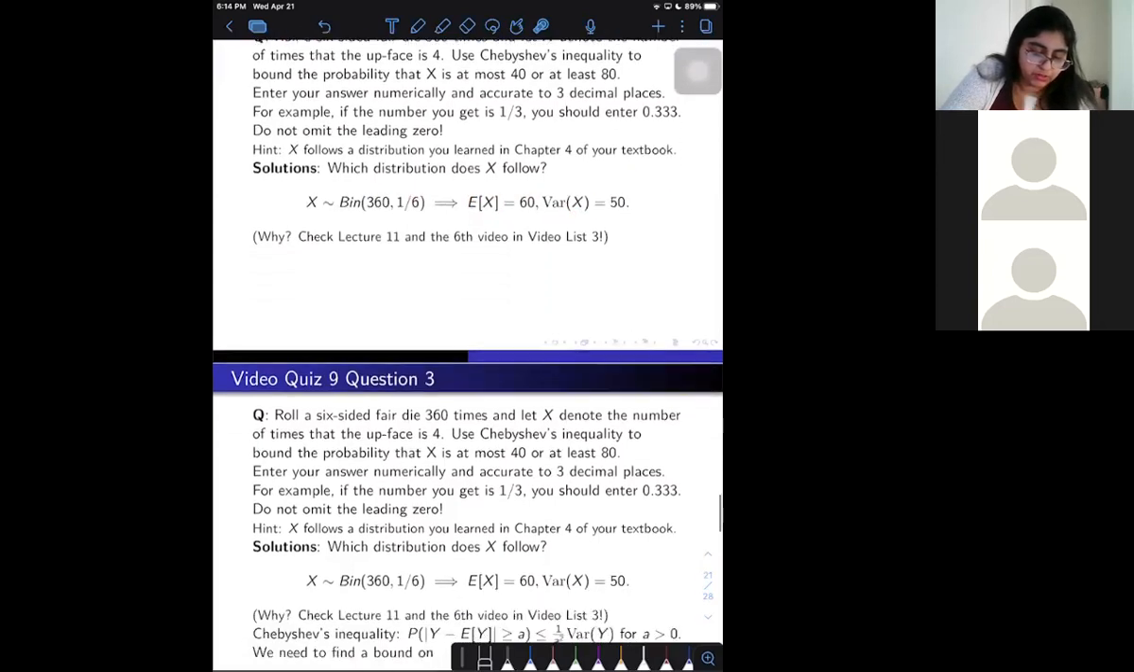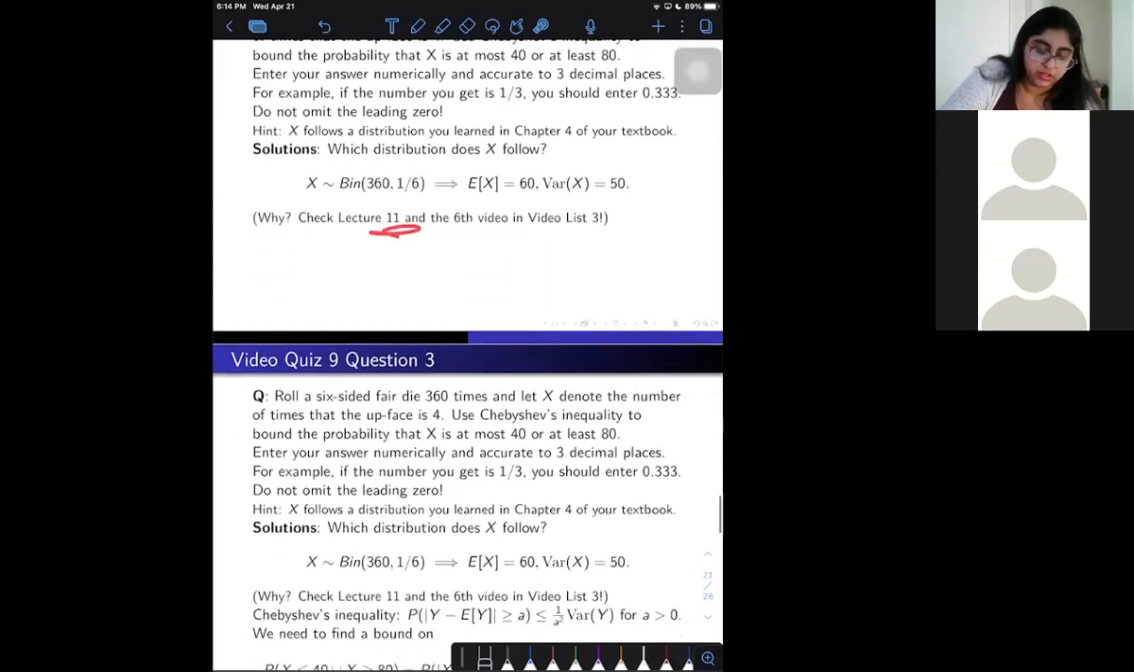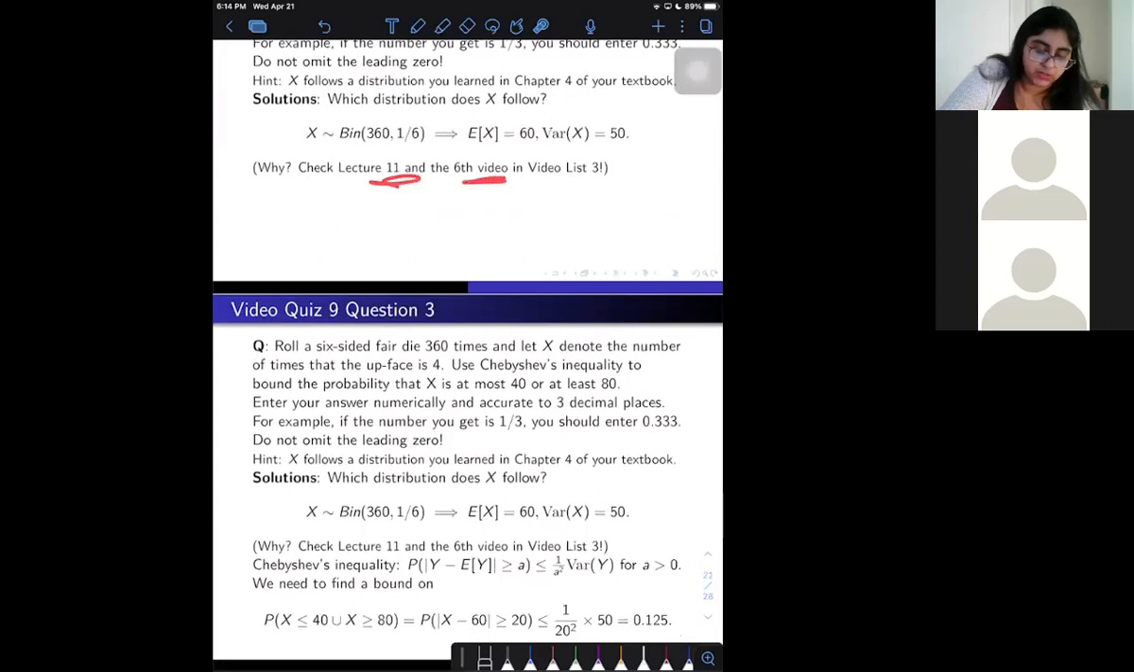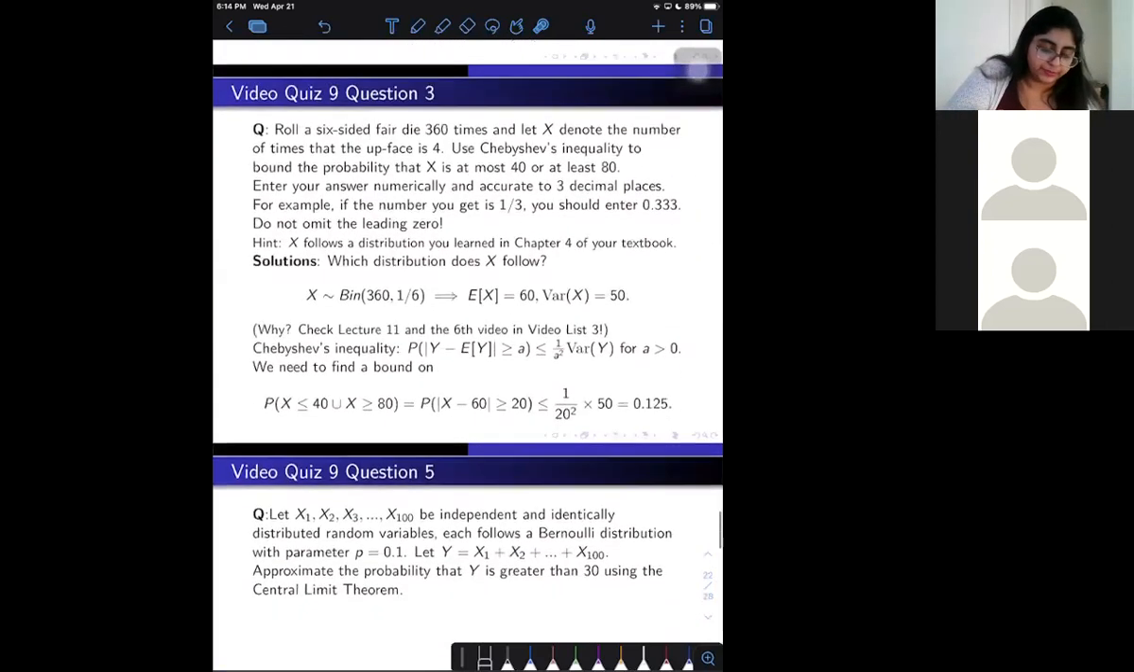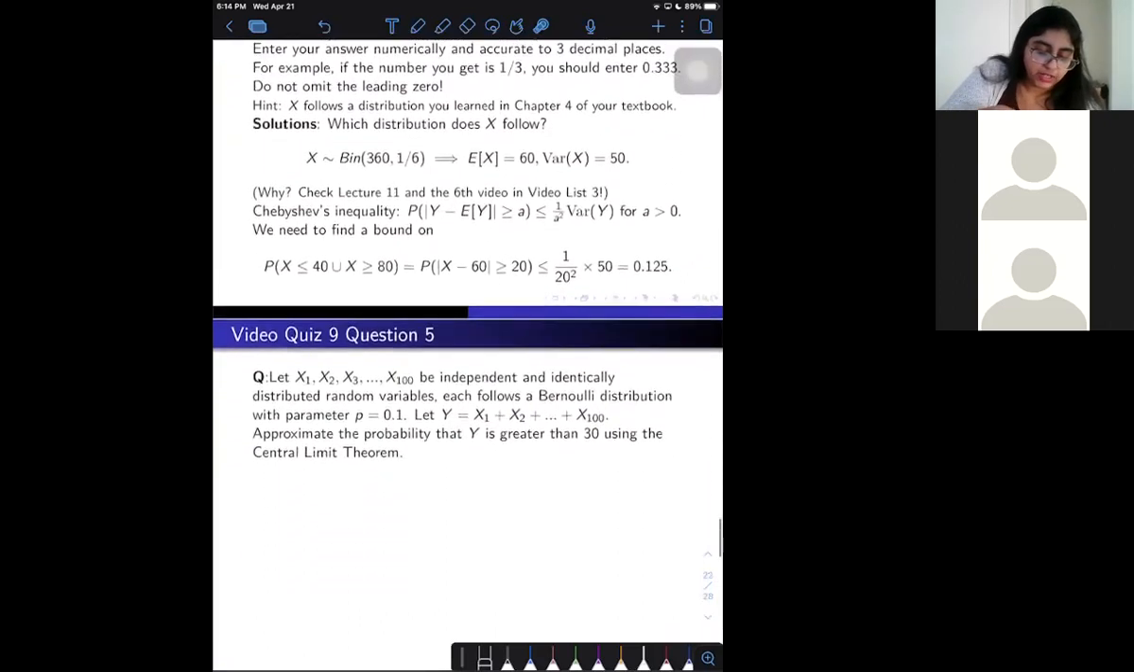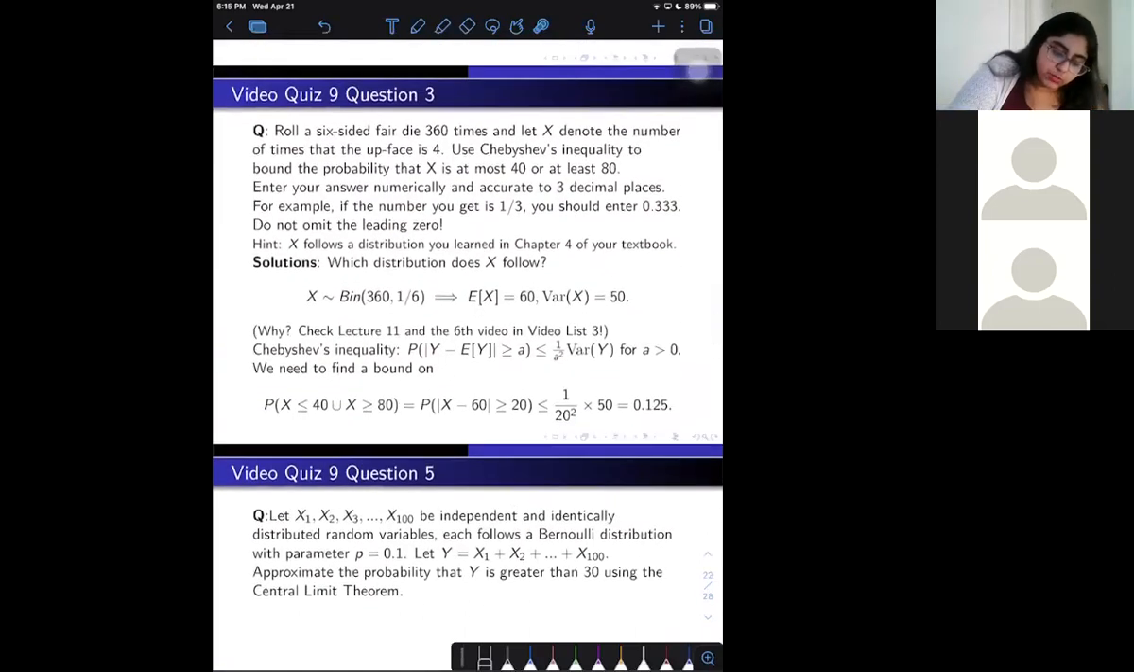But you can also look at lecture 11, or the 6th video in the video list 3, to see how to find these things. All right, now that we have defined these, when it says use Chebyshev's inequality to bound the probability, what probability are we finding? That X is at most 40 or at least 60.